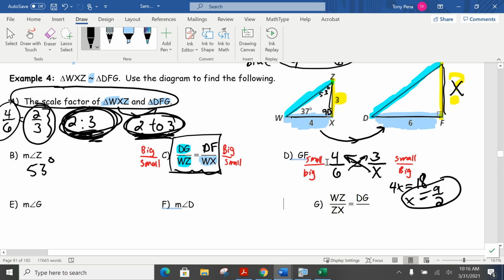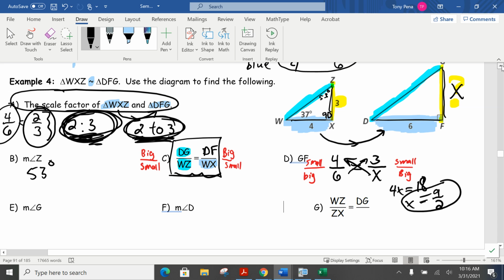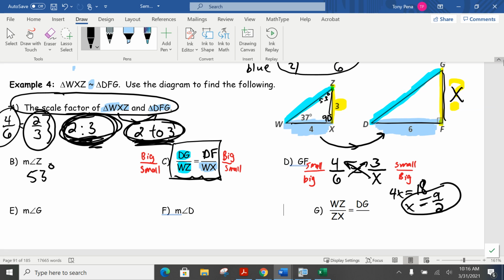All right, E. Find the measure of angle G. These should actually do E and F. These should be pretty easy. So find the measure of angle G and the measure of angle F. Or sorry, F is the measure of D. So G and D. See what we get for those.